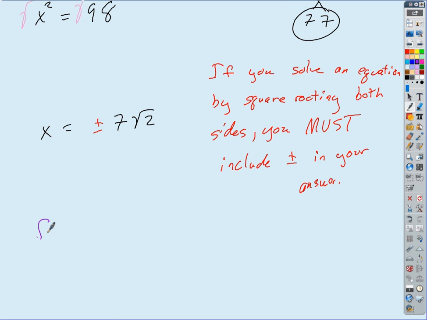Let's turn it into a function. So f of x equals the square root of x squared. Let's try a couple things. Let's evaluate our function at 2. So what is the square root of 2 squared? 2 squared is 4, and the square root of 4 is 2. So f of 2 is 2. If I input a 2, I output a 2.